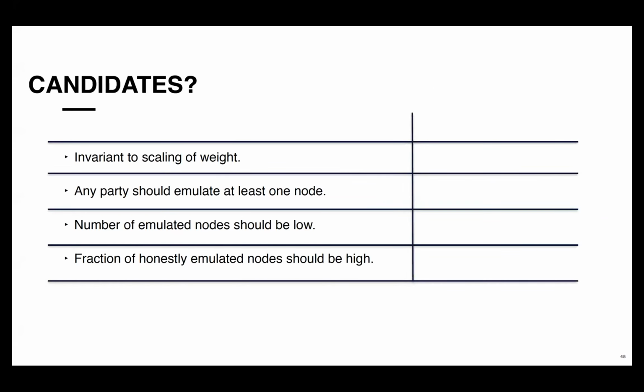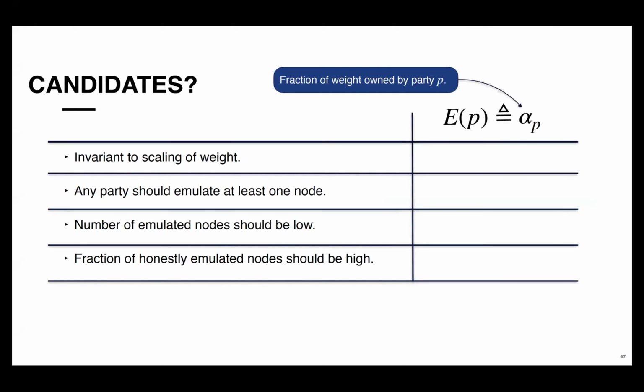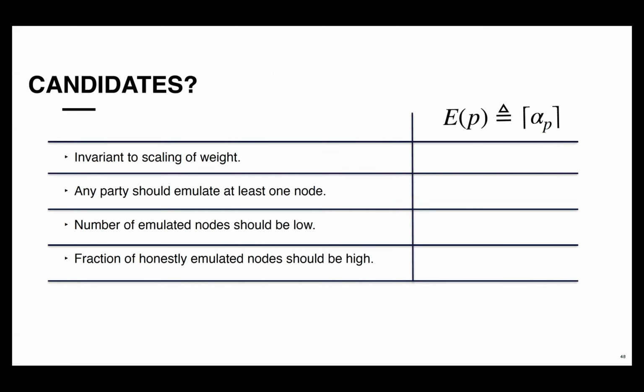Okay, so what candidates do we have? Well, we had a look at just assigning each party to emulate the number of weight they had before. This was, however, not invariant to scaling of weight. To fix this, we could let each party emulate just the fraction of weight owned by a party P. This is naturally invariant to scaling of weight. If you double the weight, the fraction remains the same. However, it doesn't fulfill the requirement that each party should emulate at least one node.